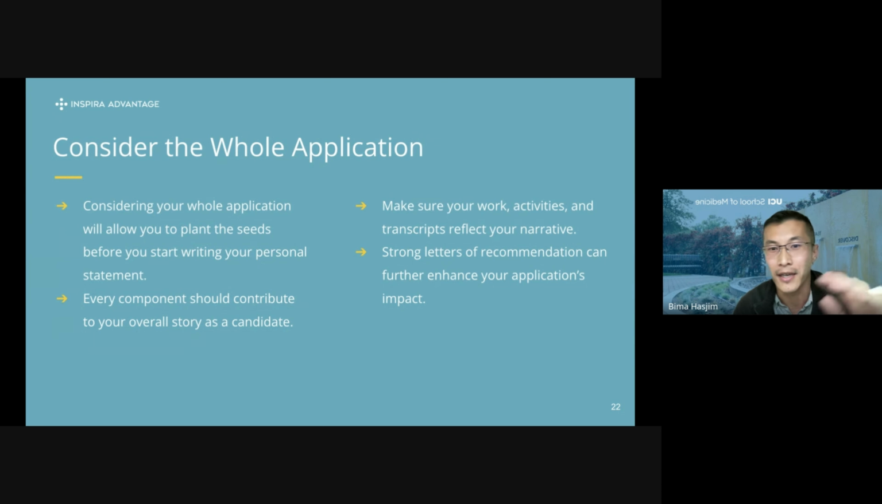Also, the letters of recommendation will further enhance your application, and should hopefully contribute to the overall theme of your application, while also adding different nuances.